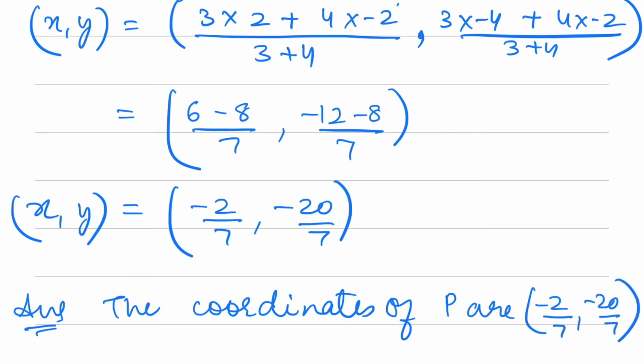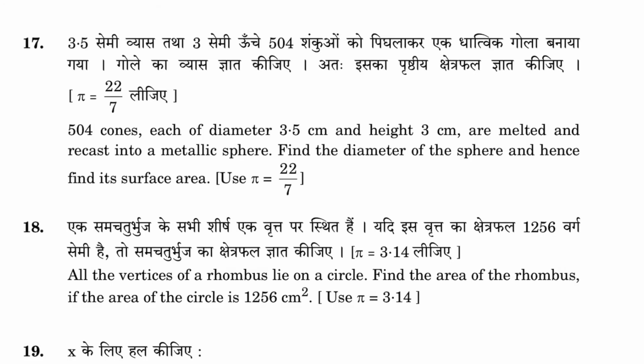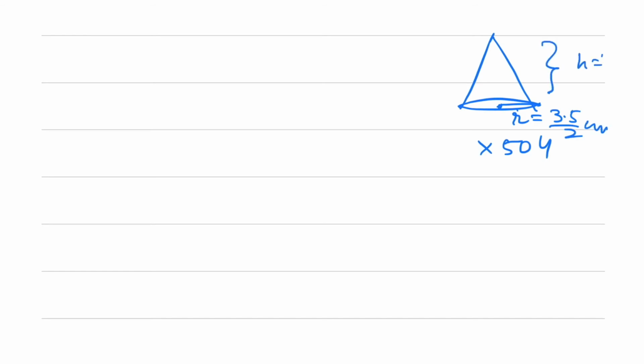Question number 17. In this question, we are given 504 cones. So these are cones, 504 of them. Diameter is 3.5, so radius will be equal to 3.5 by 2 centimeter, and height is equal to 3 centimeter. They are melted and recast into a metallic sphere. Find the diameter of the sphere and its surface area.